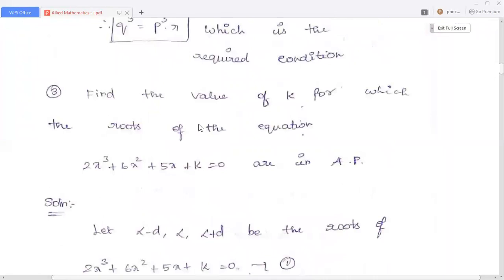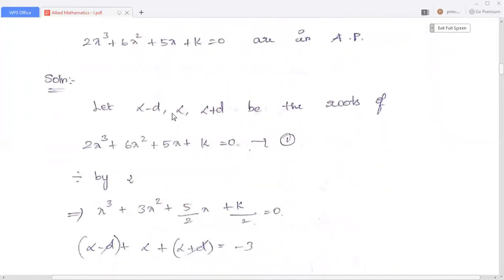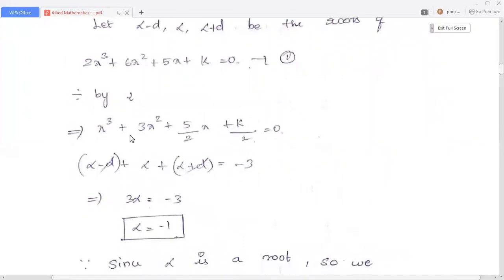The next problem: find the value of k for which the roots of the equation 2x cube plus 6x square plus 5x plus k equal to 0 are in arithmetic progression. Then we write the solution. Let alpha minus d, alpha, alpha plus d be the roots of the given equation 1. So the coefficient of x cube is 2, so we divide the whole equation by 2. We get x cube plus 3x square plus 5 by 2 into x plus k by 2 equal to 0. This is the convenient form for representing the relation between roots and coefficients.